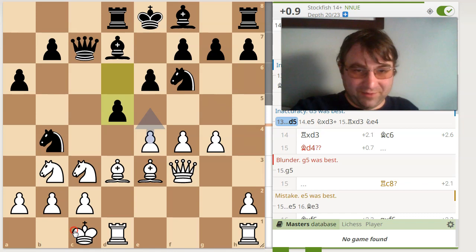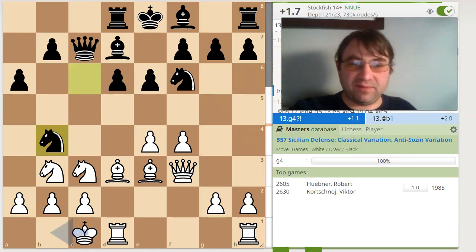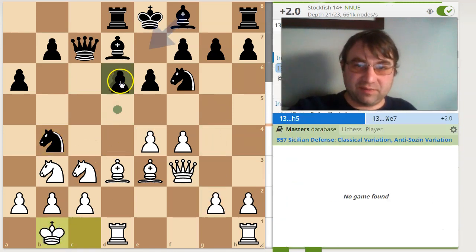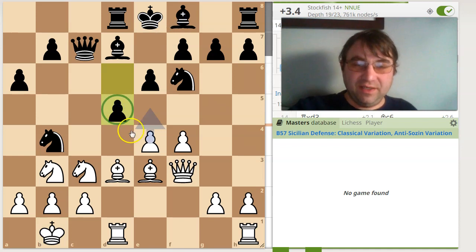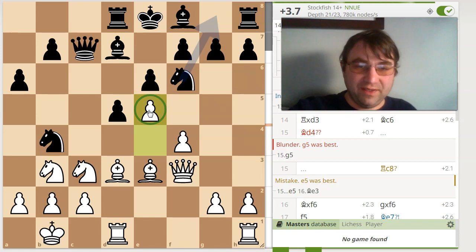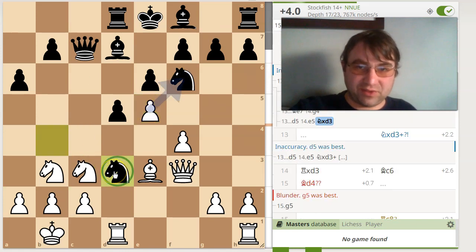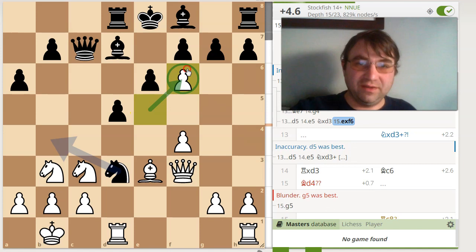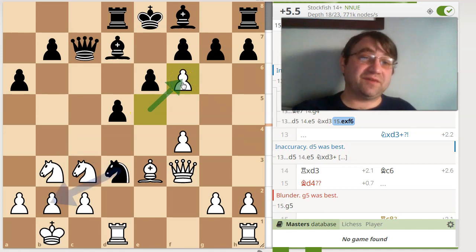So how is this different? Like, if I play king b1, why can't the computer just play d5 here? And now we notice that white would actually have a major advantage here after e5, and there isn't going to be a knight d3 with check. We can just interpose with e captures f6.